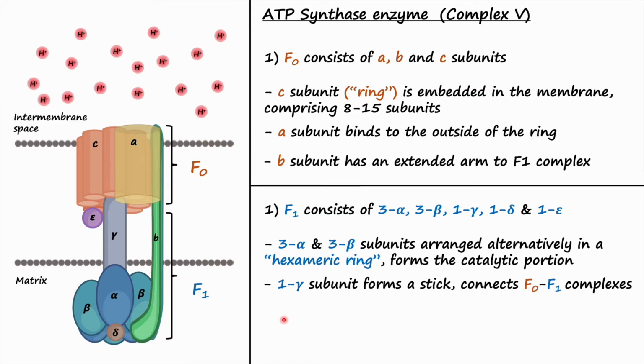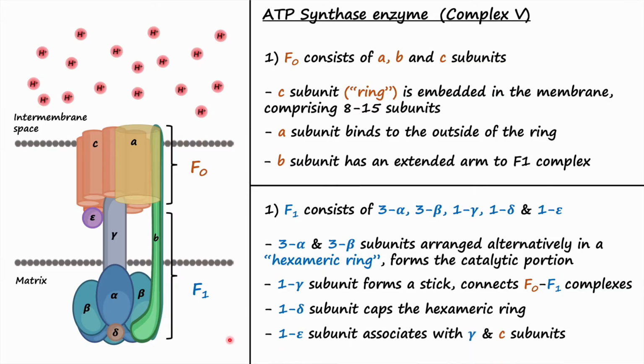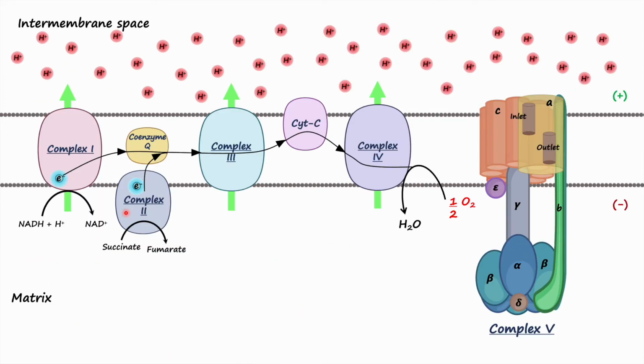It also has one delta subunit, which is in the brown color here. It caps the hexameric ring of the alpha and beta subunits. And finally, it also has one epsilon subunit, which associates with the gamma subunit and the C subunits. Now let's talk about how ATP is synthesized through complex 5, the ATP synthase enzyme.